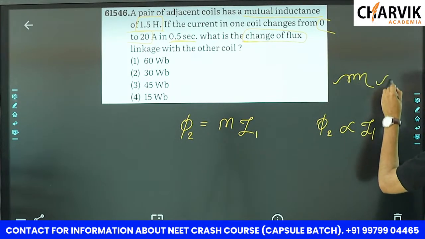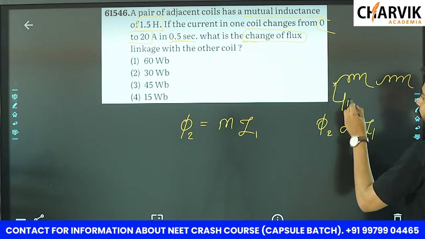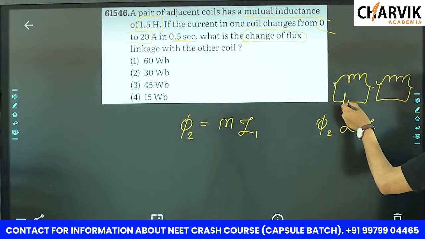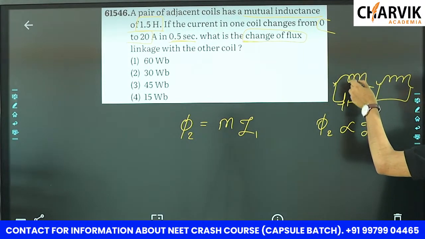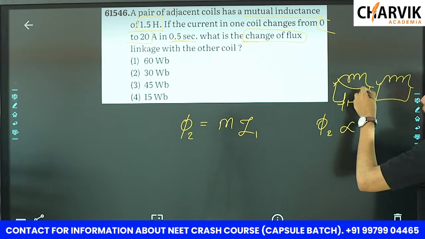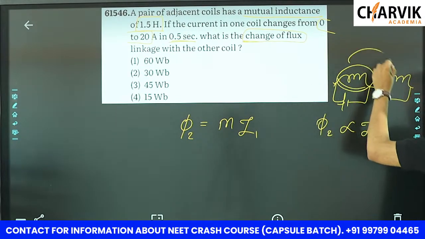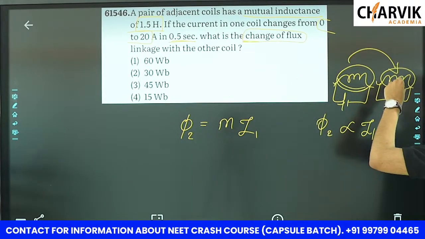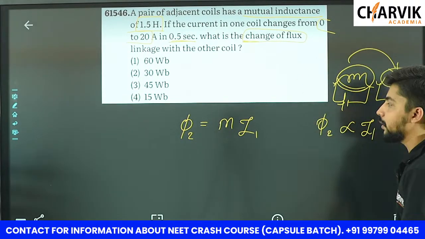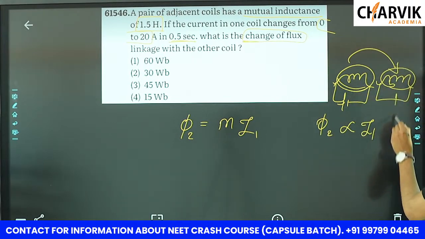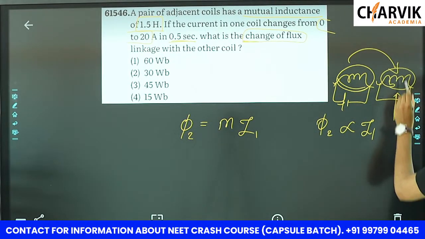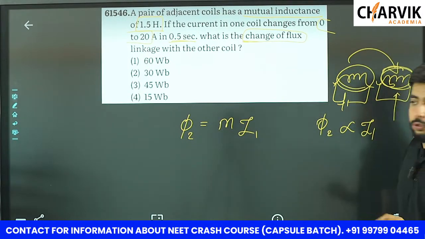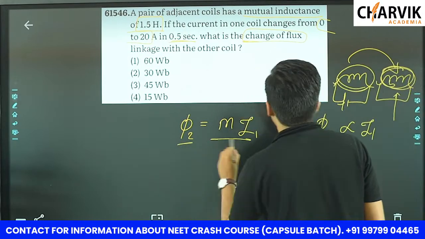There are two coils. One is connected with the source, another is just a closed circuit. If you increase the current through the first one, the flux of the first will be connected to the second one, and due to that the second will experience a changing magnetic field, so there will be some EMF. And how much change of flux will this experience? The change of flux in this will be equal to the current in this. So therefore we can say flux is equal to M into I.